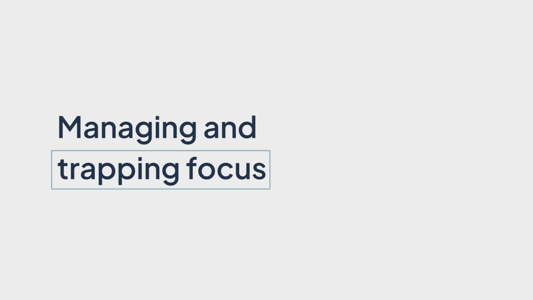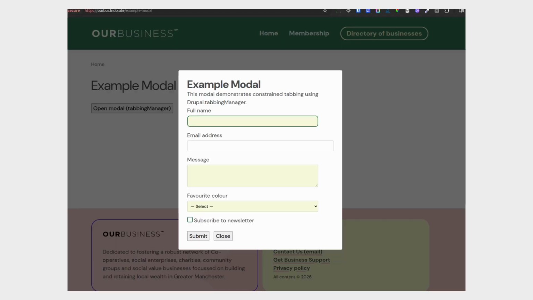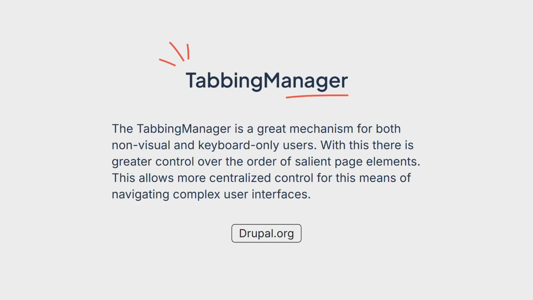So these are all quite big things we need to think about if we're building something like a modal. So we're just going to look at this one, little example one that I made, which is very much like the example you just saw. But you might also need to consider this with things like cookie banners or big complex mega menu type things, or off-canvas screens. All of these things need this sort of consideration. And we're going to look at something in Core, Tabbing Manager, because it's there for us to use in Core. It's actually quite easy.